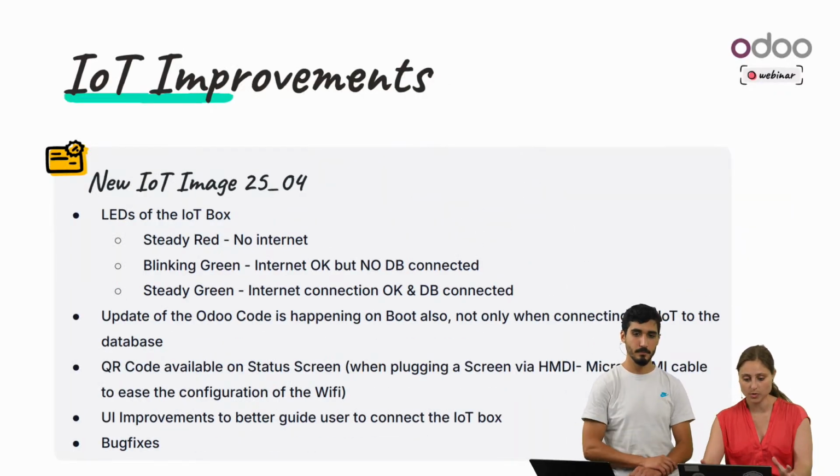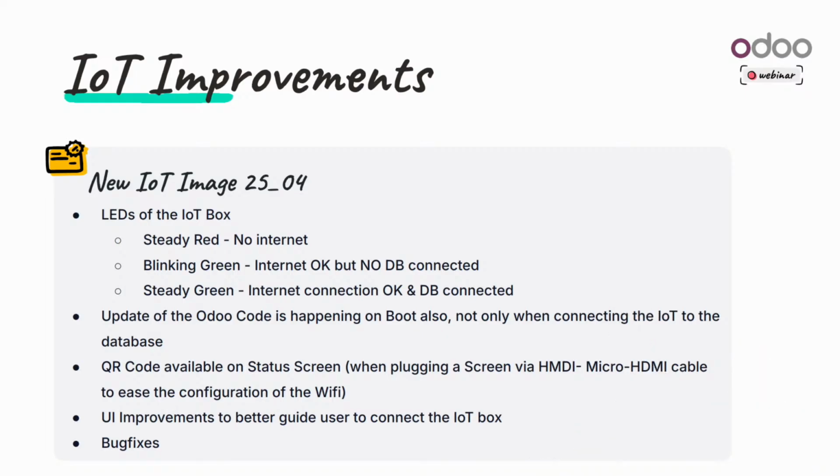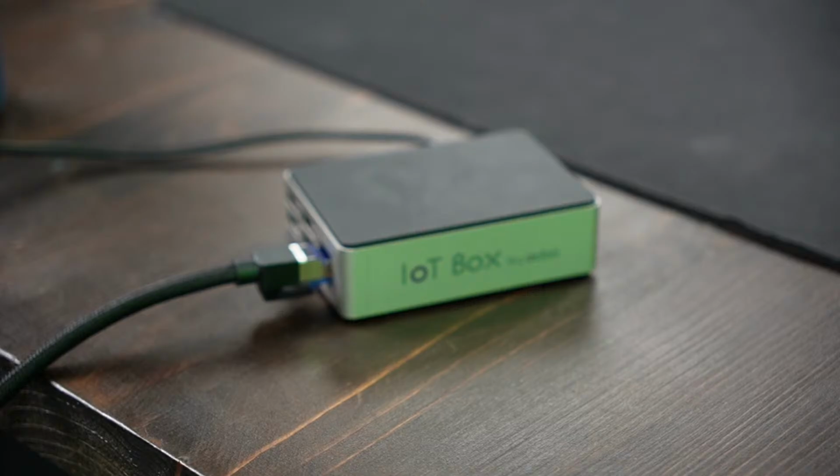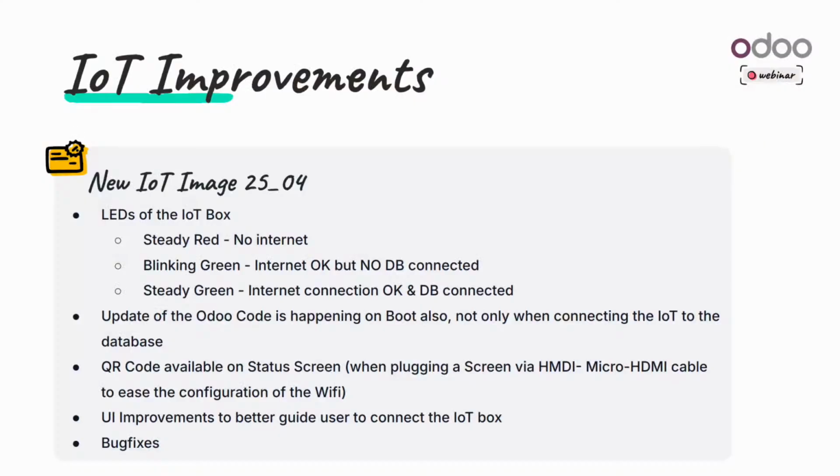So what has happened? We have a new image, the 2504. Here we have introduced the fact that the lights that you can see on the IoT, I'm going to show it just after, are going to tell you a bit more about the status of the connection. If it's red, this means you have no internet connection. If it's blinking green, it means the internet is okay, but you have no DB associated with the IoT already. And if it's steady green, then both are actually fine. So if it's green, you know you're all set up.